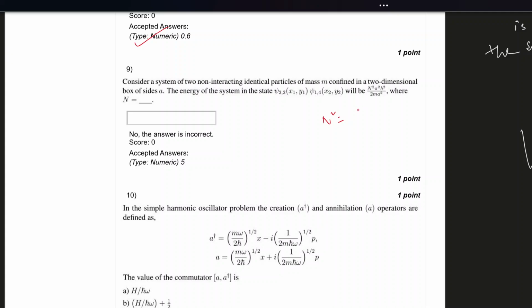So here this whole expression n square will be replaced by 25 and hence n will be 5. So the answer is 5.